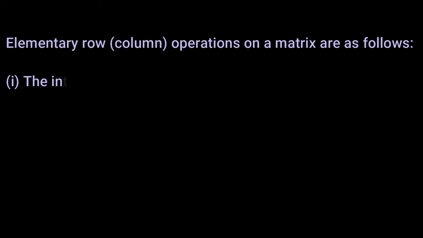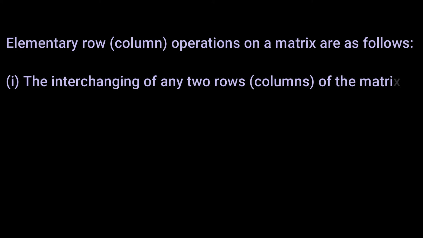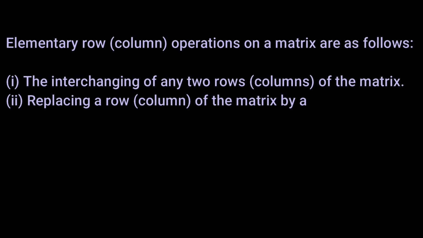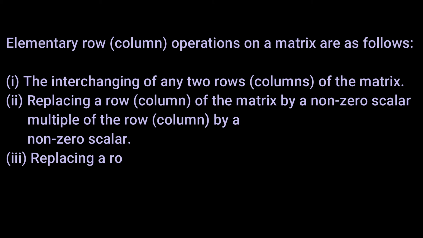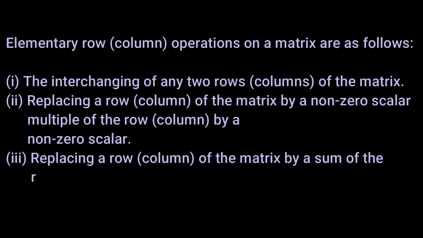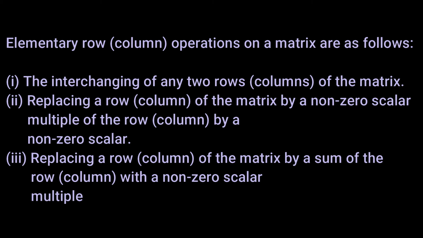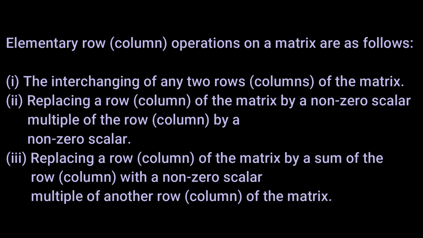The first one, the interchanging of any two rows or columns of the matrix. Second one, replacing a row or column of the matrix by a non-zero scalar multiple of the row by a non-zero scalar. Third one, replacing a row or column of the matrix by a sum of the row or column with the non-zero scalar multiple of another row or column of the matrix.